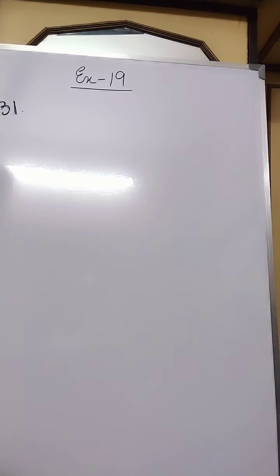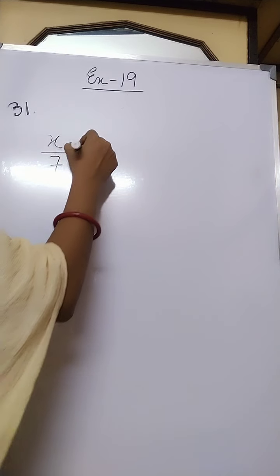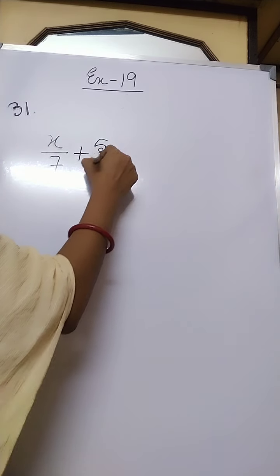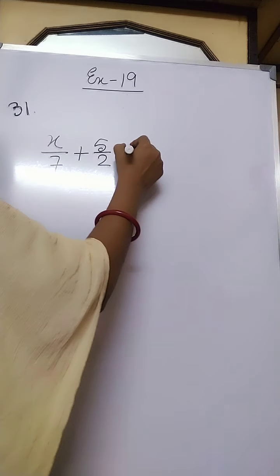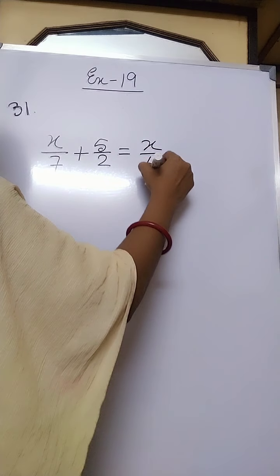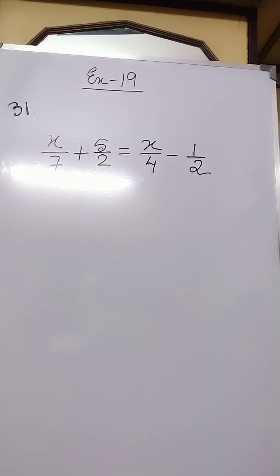In sum number 31 it is given that x by 7 plus 5 by 2 is equal to x by 4 minus half. So you have to solve this equation. You have to find the value of x. You have to evaluate the value of x. How will you do this?